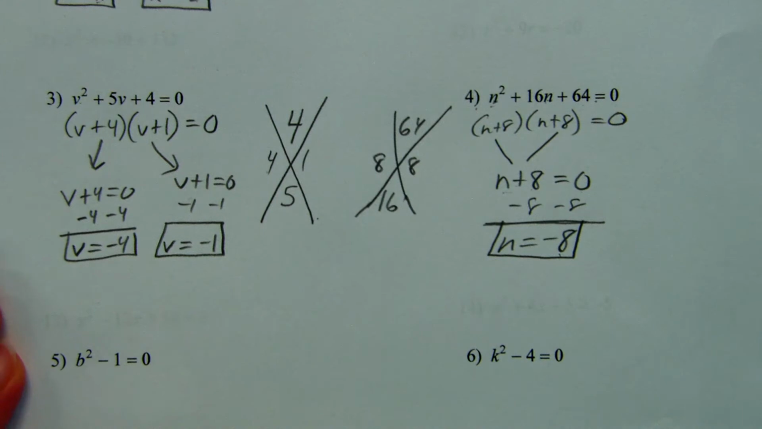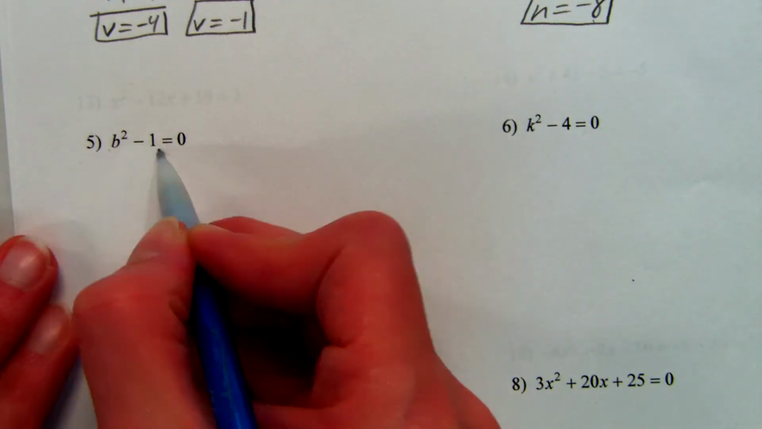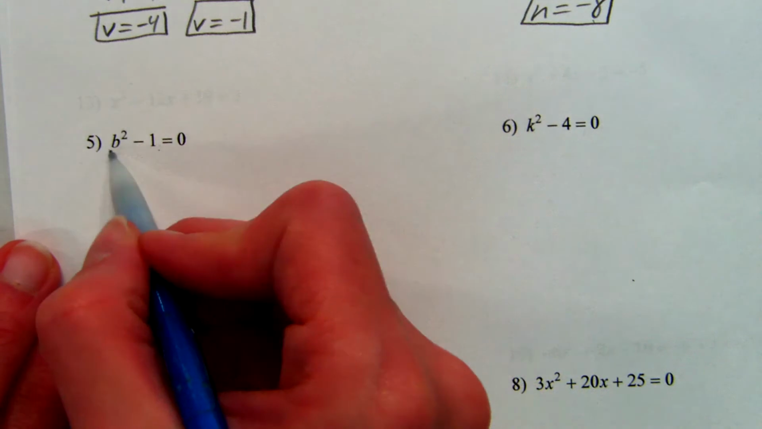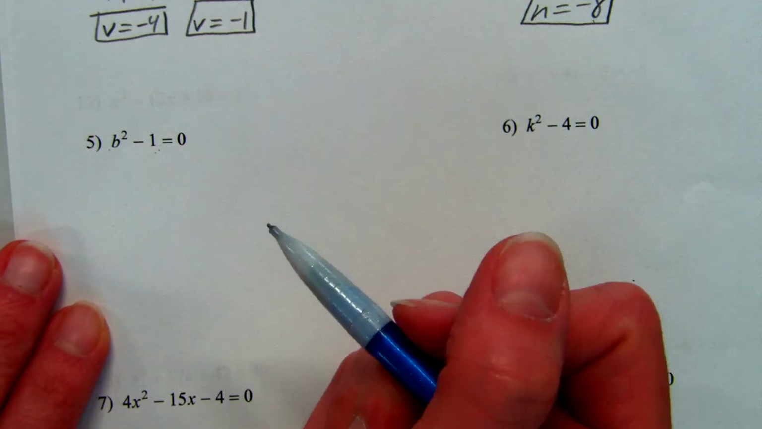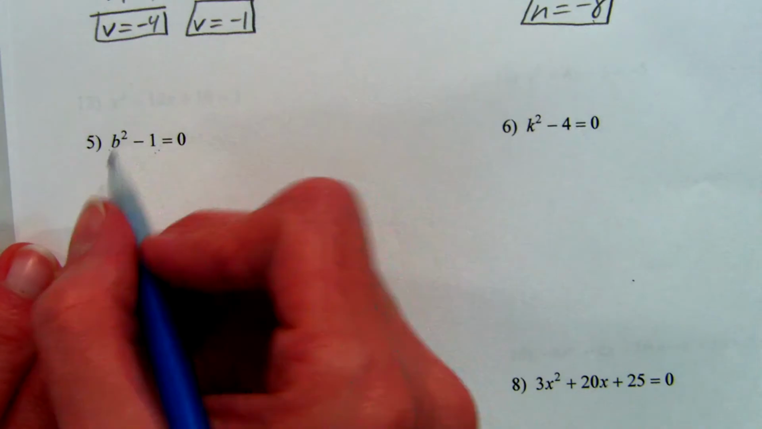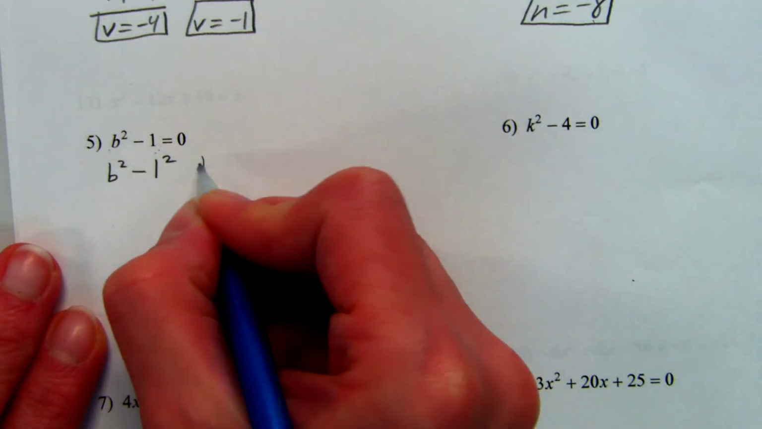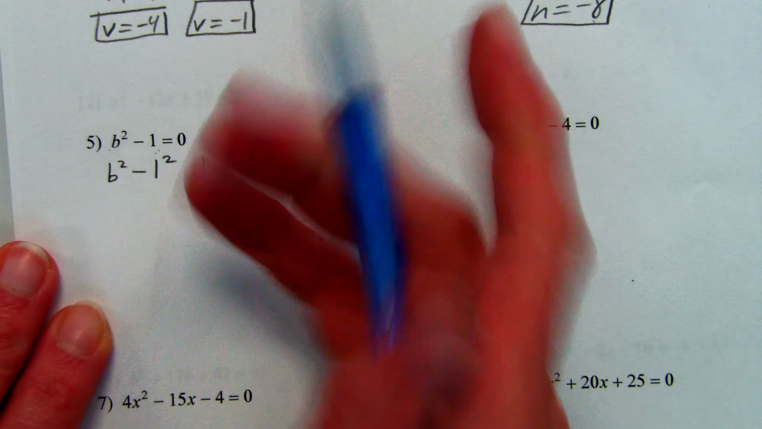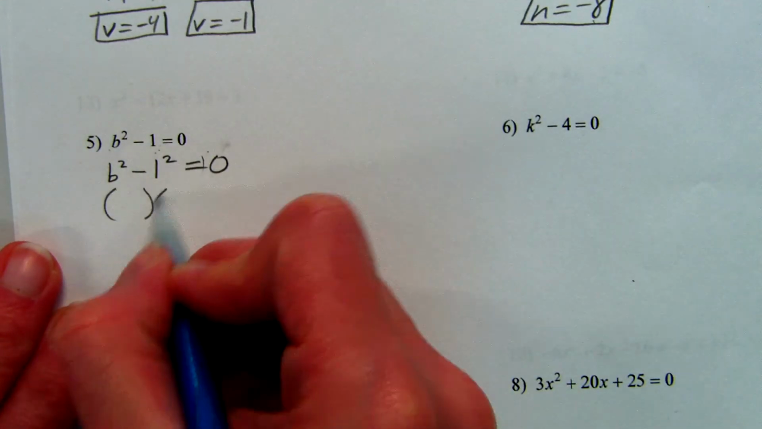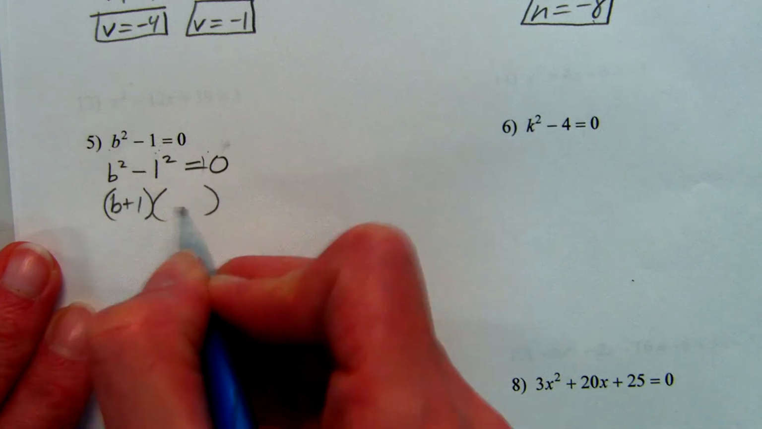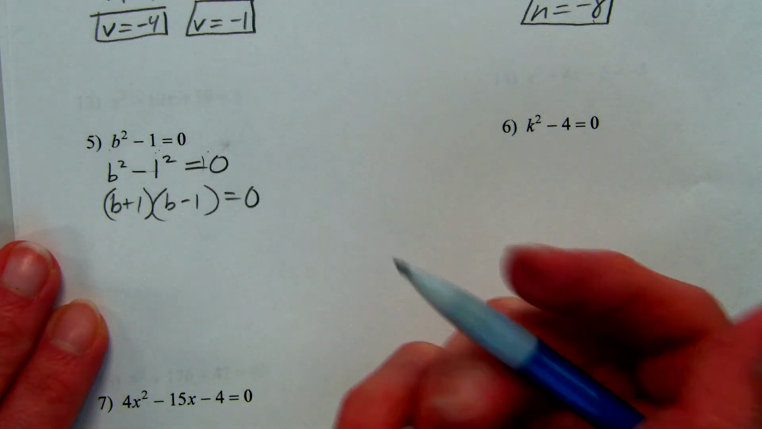Okay, so let's go down to number 5. There are no common factors to take out, and it doesn't have the 3 terms. So I check and say, does it have any other patterns? And I notice I could write this as b squared minus 1 squared. It is a difference of squares. Because there's that pattern that we learned where I just put it in parentheses, b plus 1 and b minus 1. There's that formula that we learned with the difference of squares.